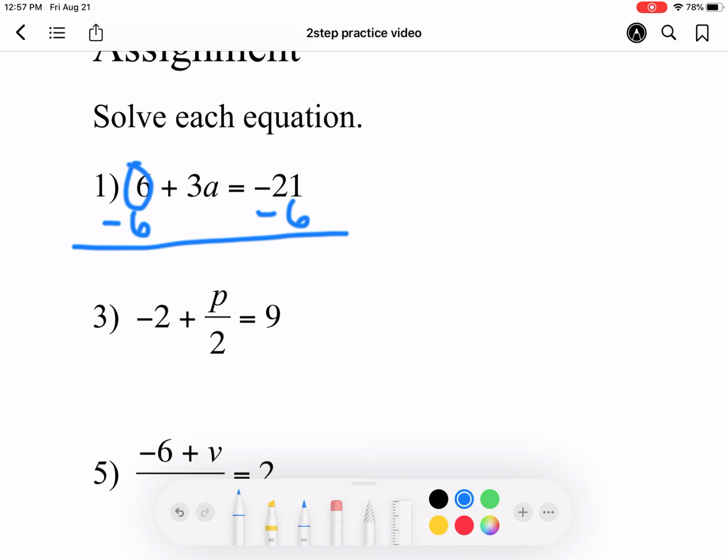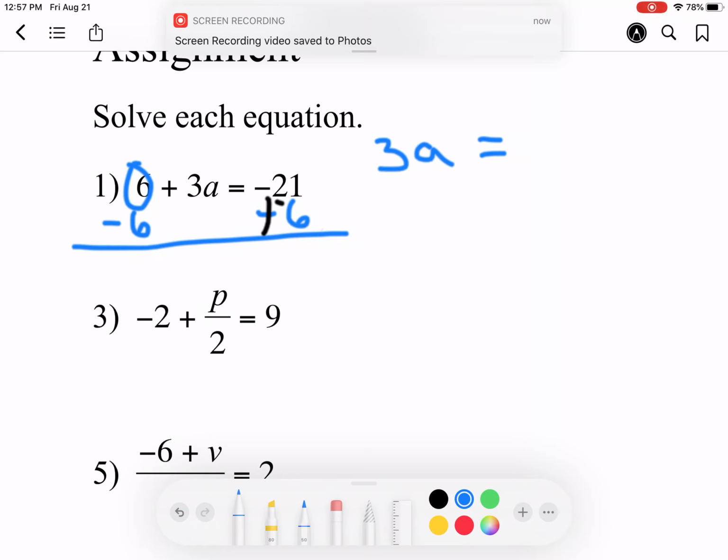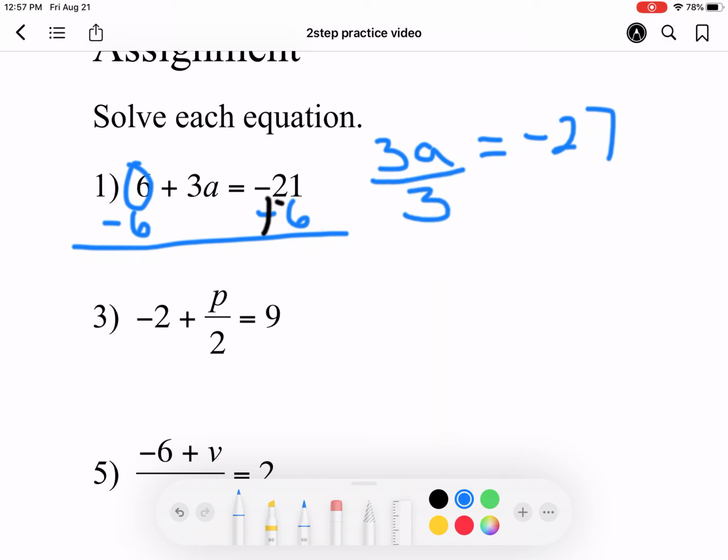Okay? So that will give me 3a is equal to, and when we subtract, we are adding the opposite. So I can go ahead and change this to adding a negative 6. Okay? So negative 21 plus negative 6 gives me negative 27. All right? So I completed my first step. So my next step then would be to move the coefficient being 3. So I know this is 3 times a, so the inverse of multiplication is division. So I'm going to go ahead and divide that and get a is equal to negative 27 divided by 3.